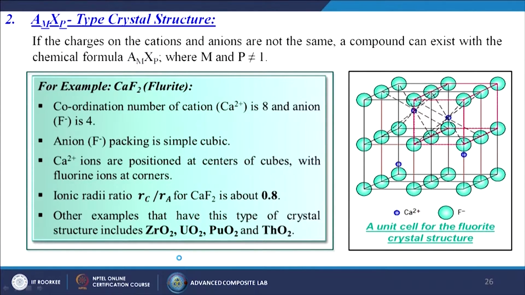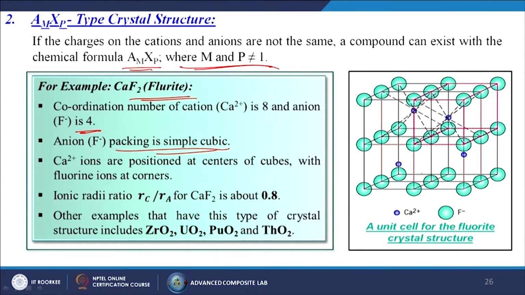Now, we are going to discuss the AmXp type crystal structure. So, if the charges on the cations and anions are not the same, a compound can exist with the chemical formula AmXp, where m and p are not equal to 1. For example, CaF2, which is known as fluorite, the coordination number of cation Ca2+ is 8 and of anion F- is 4. Here it is not balanced.